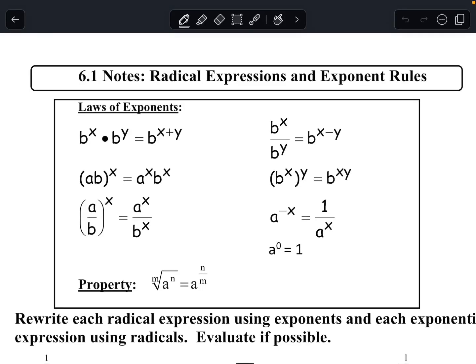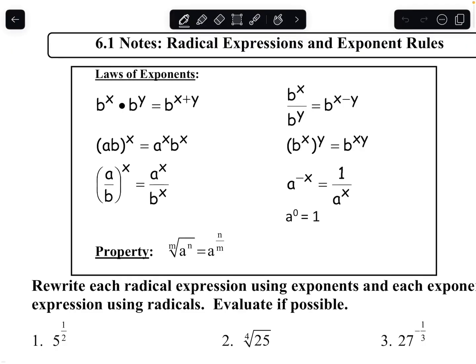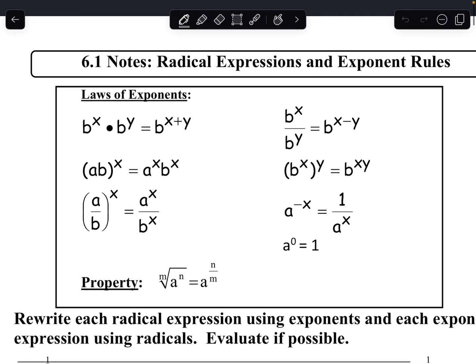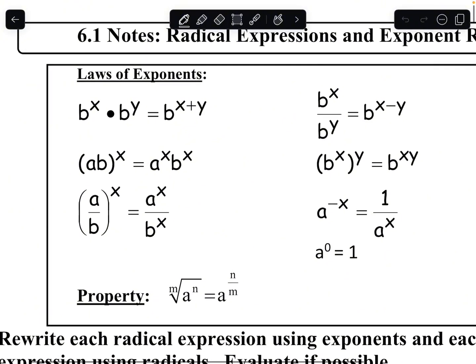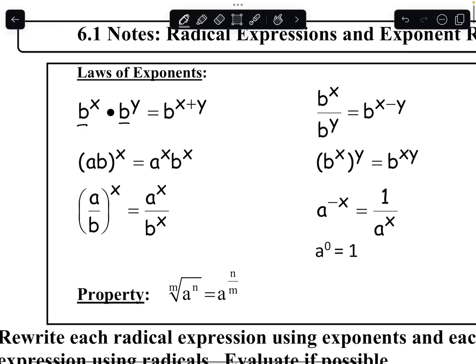Okay, in this lesson, we're going to talk about radical expressions and exponent rules and kind of go back and forth between the different notations. And so, a quick review of the laws of exponents. Whenever you are multiplying two expressions with the same base, you add their exponents.